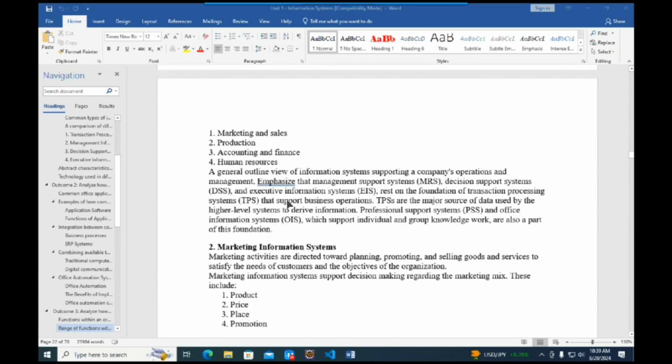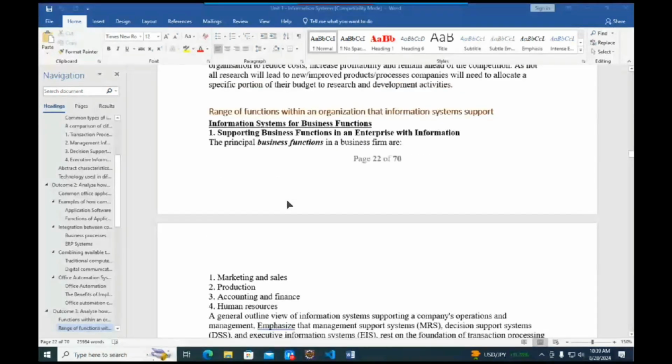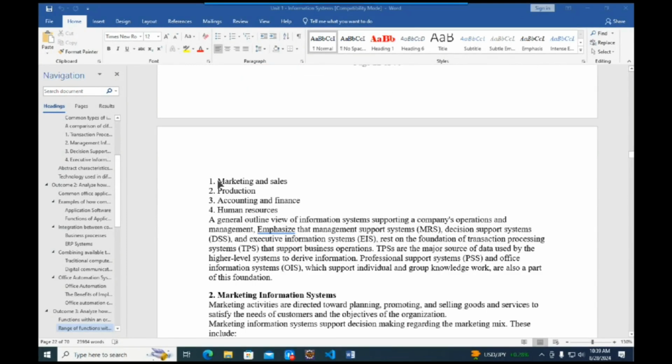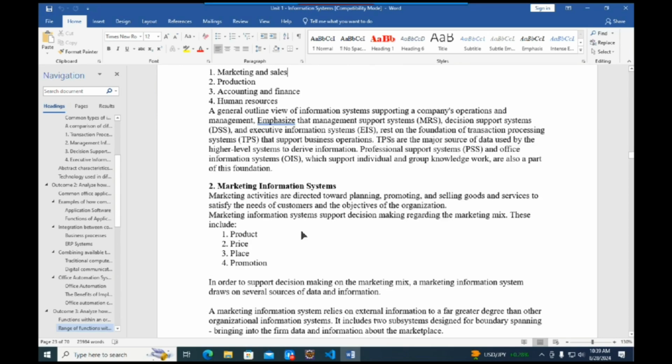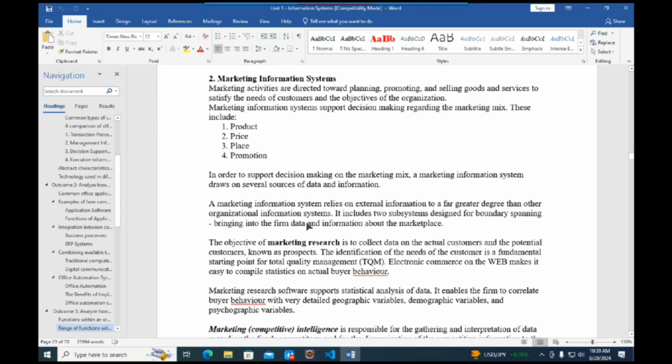Now, these are the business functions. So information systems support business functions in an enterprise, and the key business functions that cannot be missing in any organization are marketing and sales, production, accounting and finance, and human resource. I have discussed all these functions. Number two, we have marketing information systems. So we have information systems that are used for marketing activities.